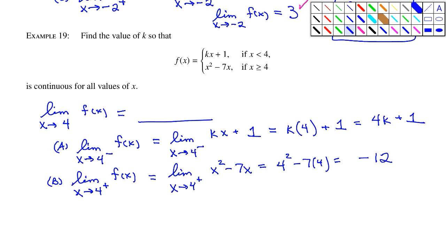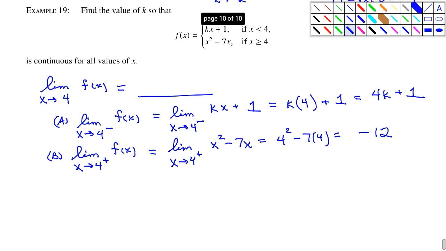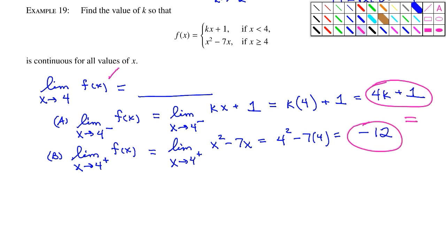Now, what do I really want? Well, I need the limit to exist. And that's this limit right here. I need this one to exist. But in order to get that to exist, I need these two things to be equal. And whatever value of k does that is going to provide me with the limit, which is going to provide me with a function that's continuous. So we set these equal and solve for k.